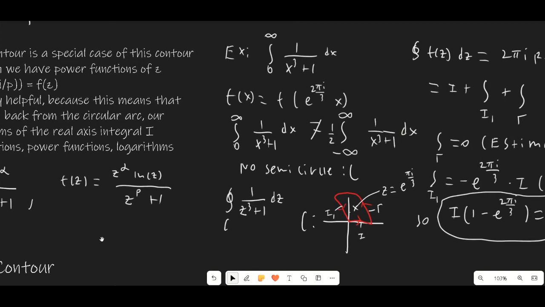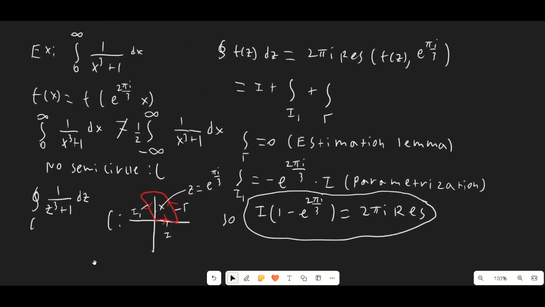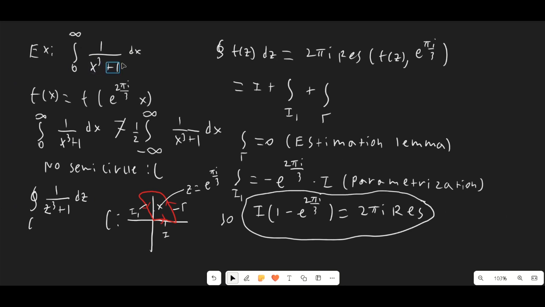So here's a quick classic example. If we wanted to calculate the integral from 0 to infinity of 1 over x cubed plus 1 dx. Now, if this were 1 over x squared, we would just say, okay, 1 over x squared is an even function, so we can write this as 1/2 the integral from negative infinity to infinity of 1 over x squared plus 1 dx. But because it's x cubed, we can't do that, and that means we can't just use our semicircular integral. So instead, we notice f of x is the same as f of e to the 2 pi i over 3 times x. And again, here we can't switch this to the integral from negative infinity to infinity, which is very, very sad, but we can use this circular sector integral.